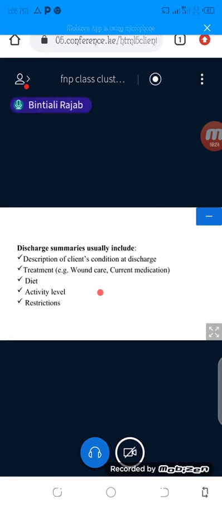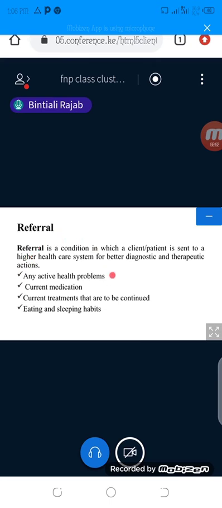So, discharge summaries. What does a discharge summary include? Every time you discharge a patient, the patient must have a discharge summary, which includes the description of the client's condition. How was the client on the date of discharge? What was the treatment that had been given? What diet was the patient taking in the hospital? How was the patient's activity level? And are there any restrictions for the patient? All those should be in the discharge summary. Referral.